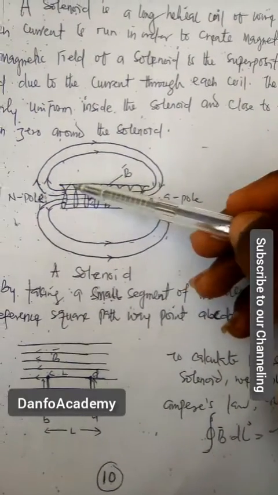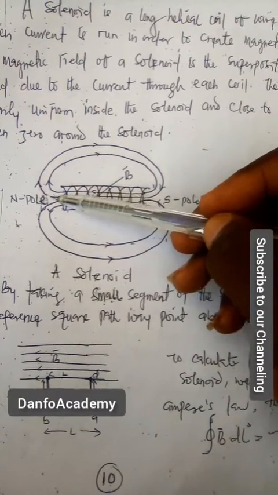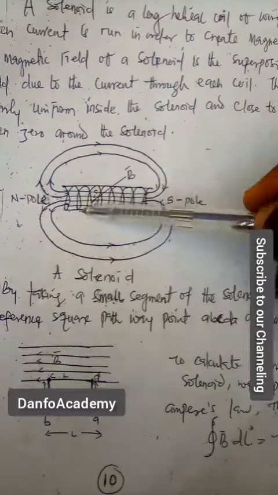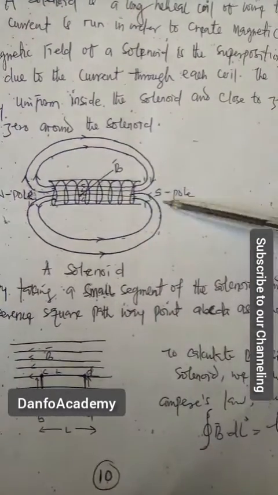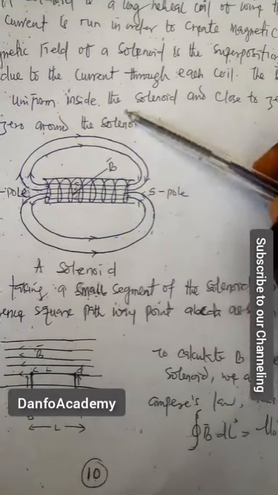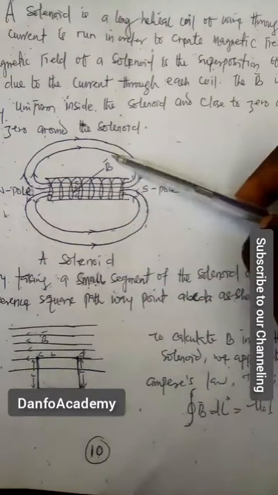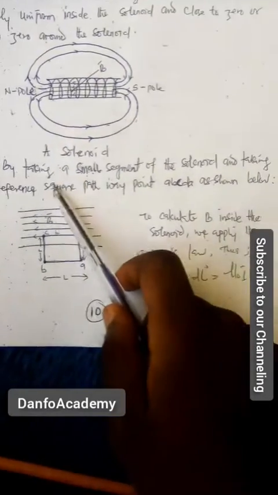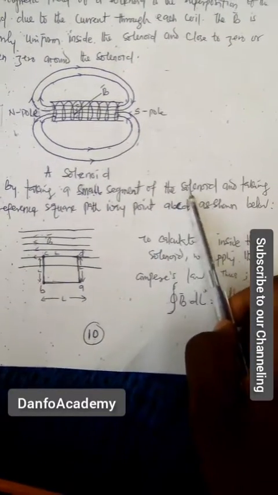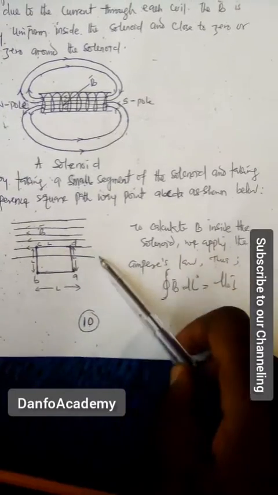And then you have to take notice of something here. As you can see, the current is flowing from the north to the south, outwardly, as you can see here. As you can see, from the north to the south in a solenoid. Now looking into your handout, by taking a small segment of a solenoid, now you have something like this.